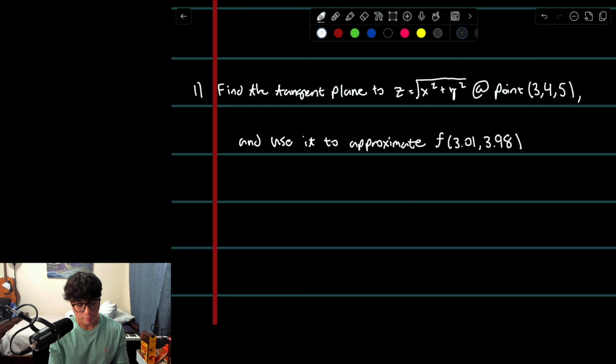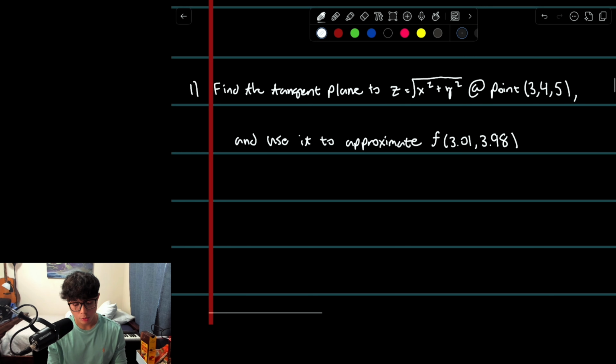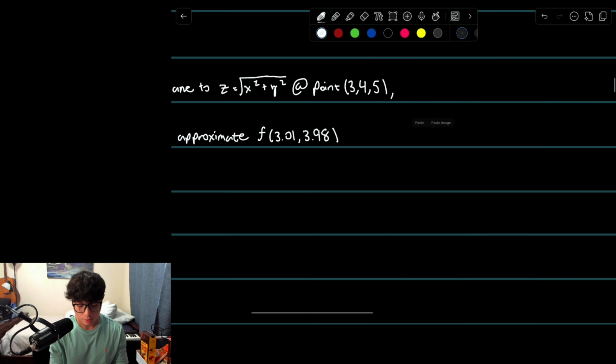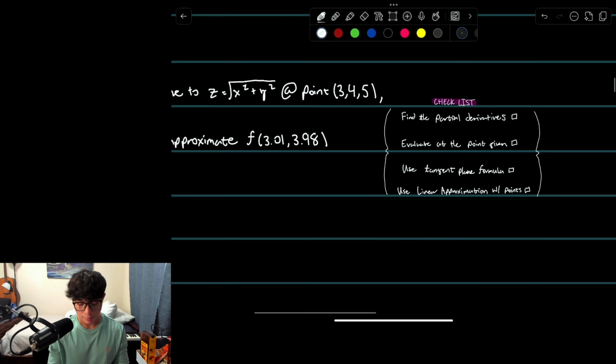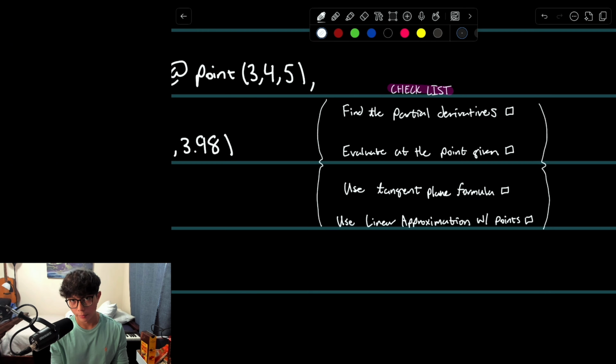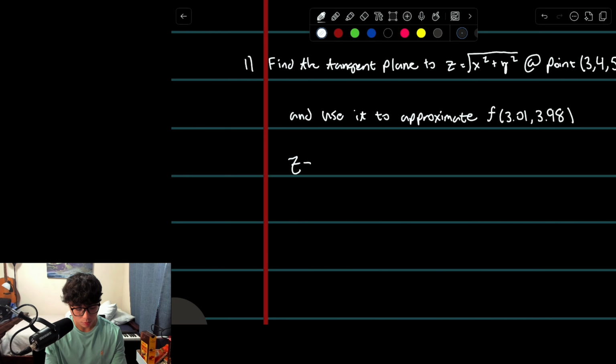So our first problem asks us to find a tangent plane to z equals the square root of x squared plus y squared at the point (3, 4, 5), and use it to approximate f(3.01, 3.98). Just like the previous tutorials, I'll summon a checklist, with the first step being to find the partial derivatives. Now we can rewrite z as (x squared plus y squared) to the power of 1/2, since it's the same thing as this.